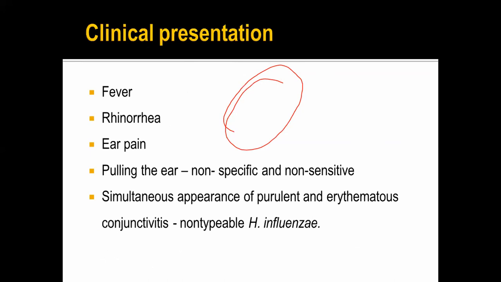Clinical presentation of acute otitis media includes fever, rhinorrhea, and ear pain. As we commonly notice in the emergency room, a child presents pulling the ear, or we ask the parents whether the child is not allowing touch; parents themselves may report that the child is not allowing them to touch. But this symptom is known to be non-specific and not sensitive to pick up acute otitis media. There could be simultaneous erythematous conjunctivitis, especially with non-typeable H influenzae infection.